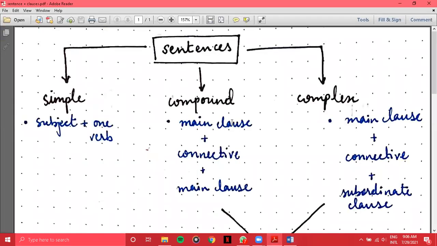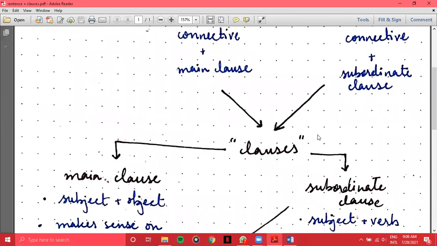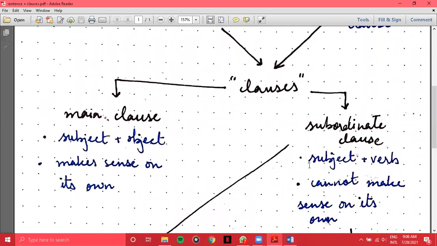Okay, so now the third type of sentence, the complex sentence, also uses clauses, but instead of two separate main clauses, there's usually a main clause, then a connective, and a subordinate clause, right? Now, when it comes to clauses, we've already done them, but we'll have a quick revision. There are two types of clauses: main clause and subordinate clause.